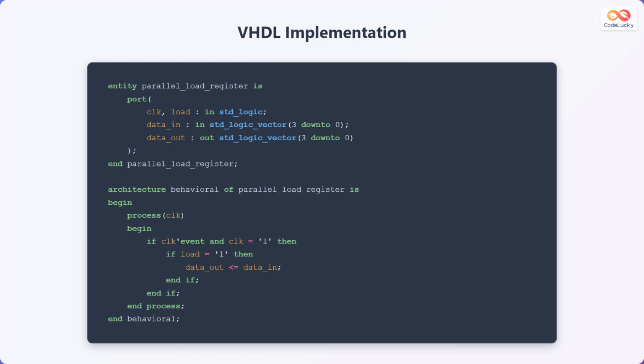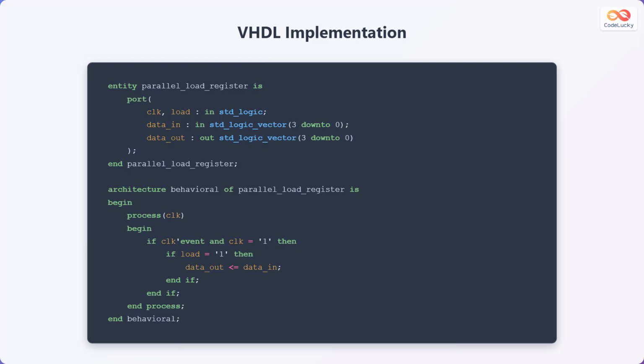Here's how you might implement a parallel load register using VHDL, a hardware description language. First, we define the entity, naming it parallel_load_register. The port section declares the inputs and outputs. The inputs are clock, named CLK, load, and data in, a 4-bit standard logic vector. The output is data out, also a 4-bit standard logic vector.